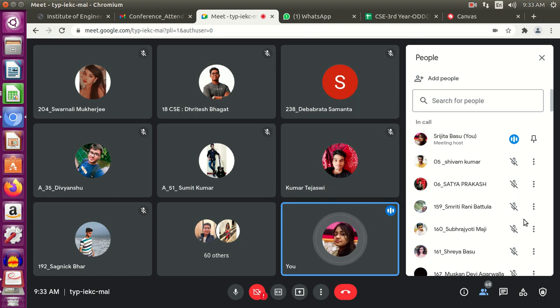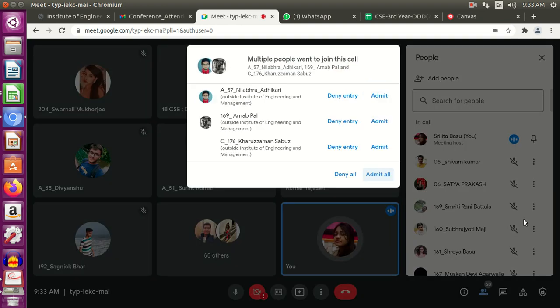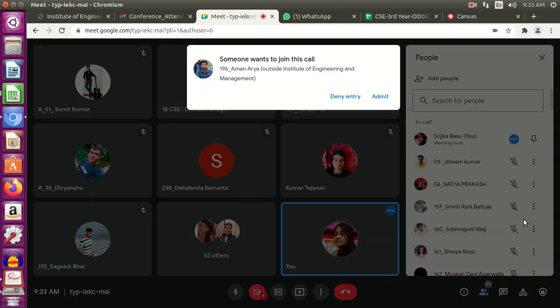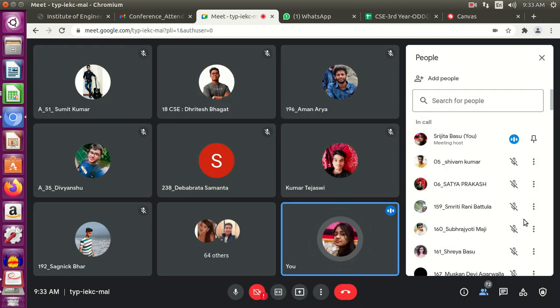Today, as I mentioned in our previous class, we are going to start off with a new topic, that is regular expressions. We are done with almost all the portions of finite automata and regular language. The only portion that is left is regular expression, which is a very important portion.